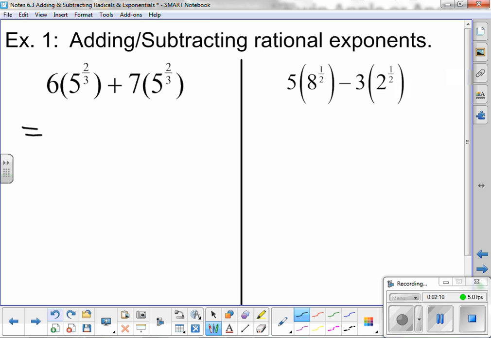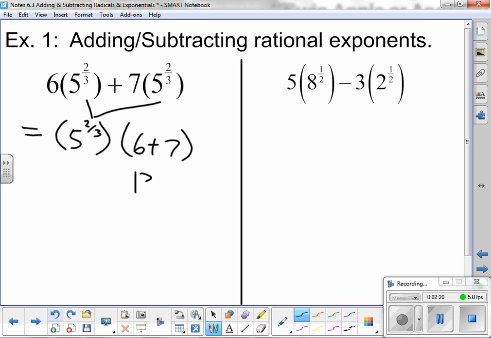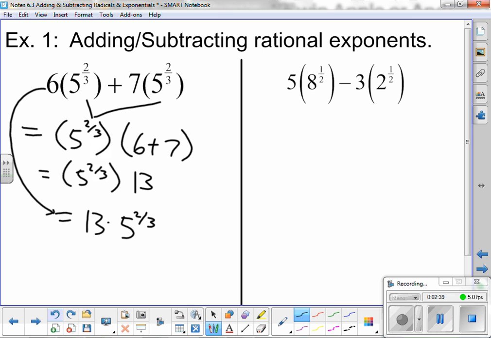If you thought about how we factored out 5 2/3, so 6 plus 7 is left on the inside, so those come out there. 6 plus 7 is 13, times 5 2/3, which is 13 times 5 2/3. You can put parentheses or leave them off. Either way is fine. But like I said, I am okay with you guys going directly from there to there. As long as you can recognize that you have like terms here, you can add the coefficients to the front, get 13.